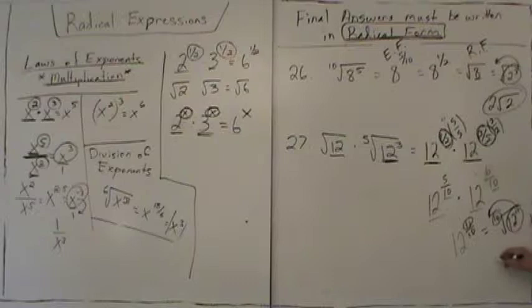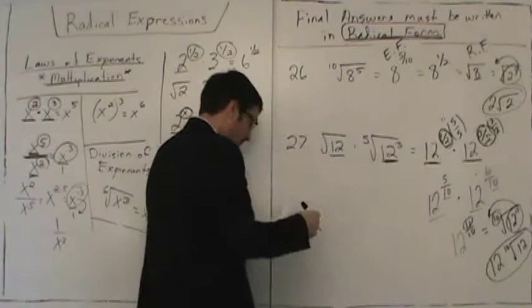And what's left under the root? Well, since we took out 10, there's 1 12 left. So this is our final answer. Now, a couple more quick examples, and we are done. Number 28.